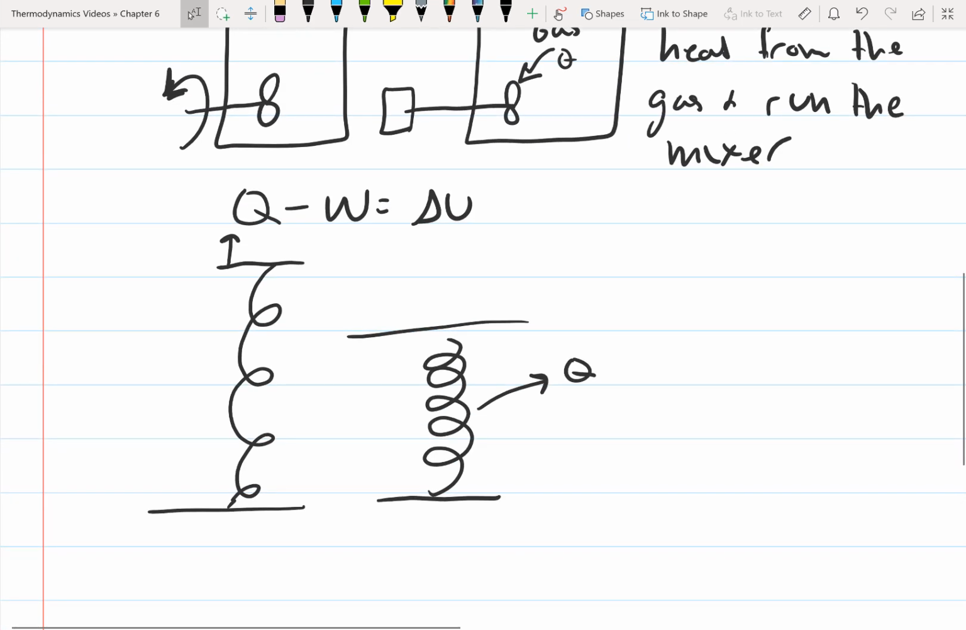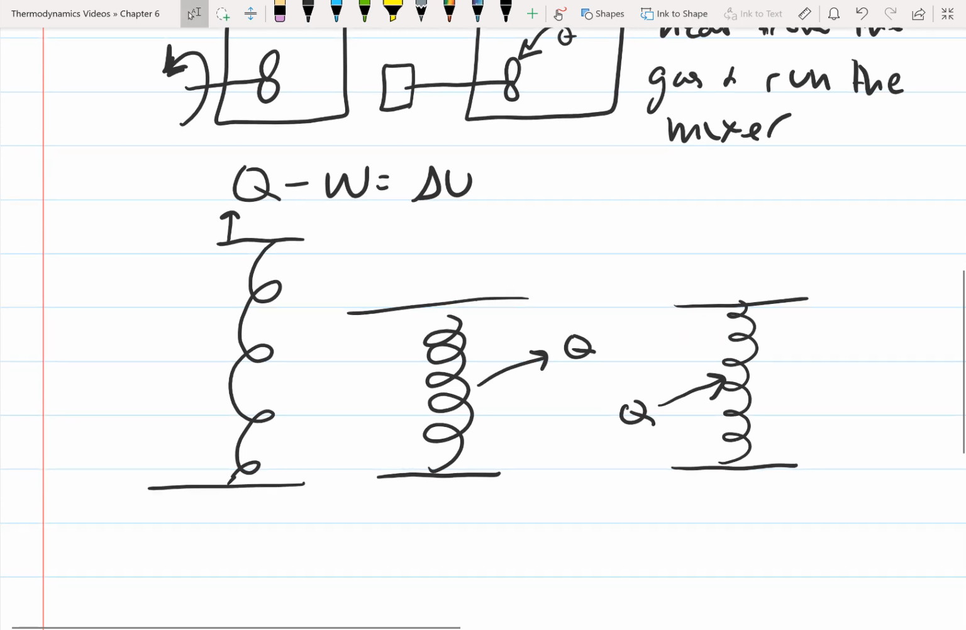Okay, so can we then take that heat? Let's say that we have the spring. Can we take this heat, add it to the spring, and use it to stretch the spring back to its original size?